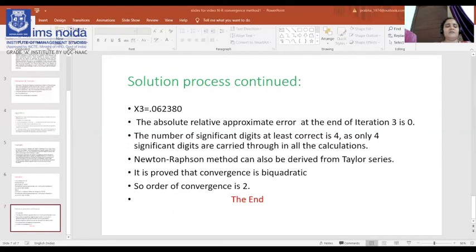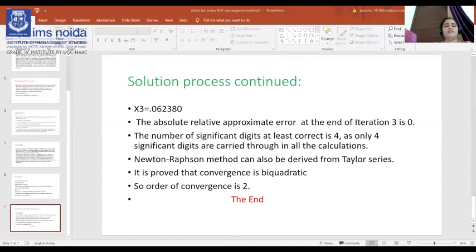You can see now the absolute relative approximate error at the end of iteration 3 equals 0%. So that means the new value 0.06238 is your answer, because here the error is 0%, where there is no error. That means you have found your answer. It's a very nice thing. So what are the advantages and drawbacks of the NR method, and what is the order of convergence?